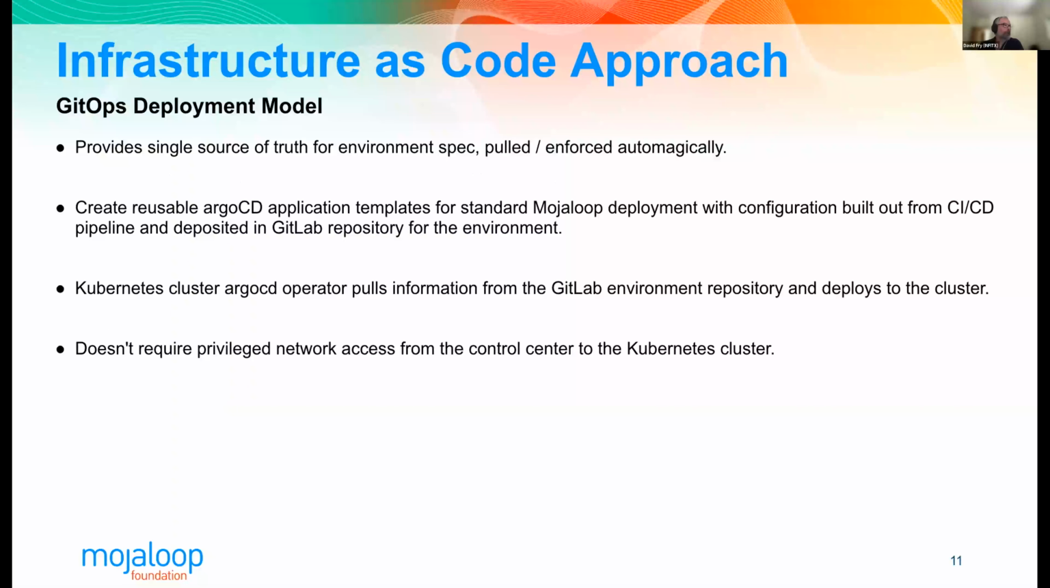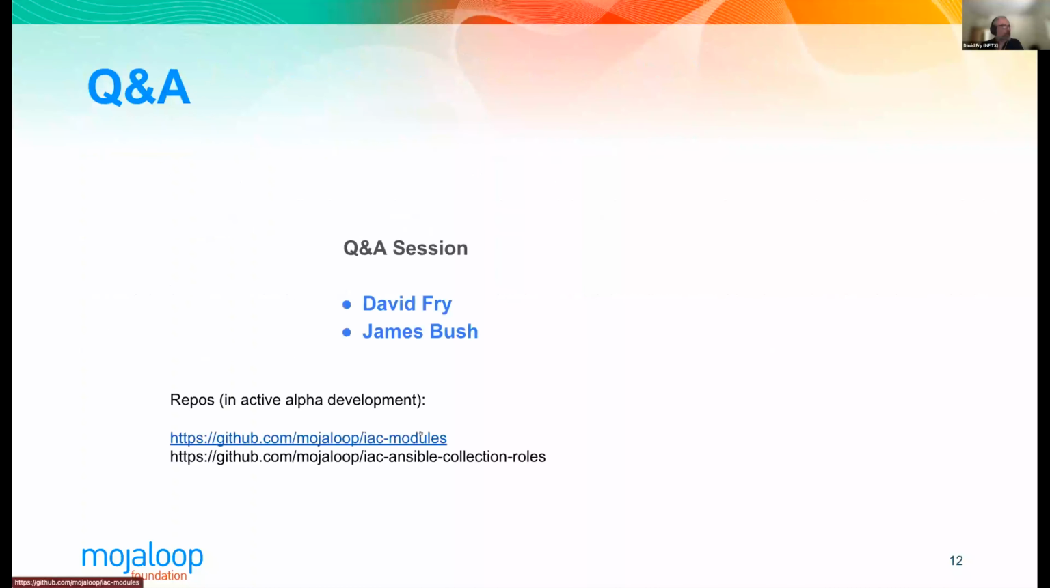Okay, I already talked about the GitOps deployment model, so I'm not going to revisit it. And I think I'm going to finish it there for any Q&A. I don't know if we have time. And also I put the repositories that are being actively developed. They are subject to rapid change. So I will leave it there. Simeon?